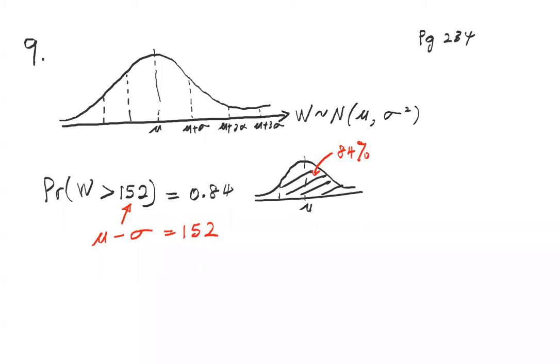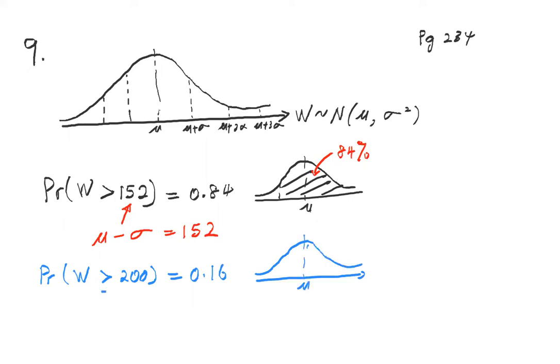Another one, they give you another piece of information: the probability of W more than 200 is equal to 0.16. So therefore, if this is the bell shape, this is the mean, the area must be to the right. The area to the right here is 0.16.